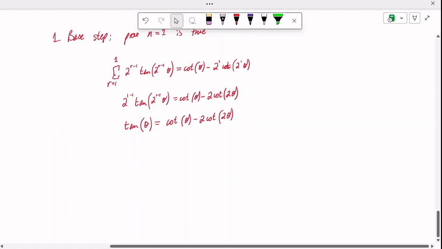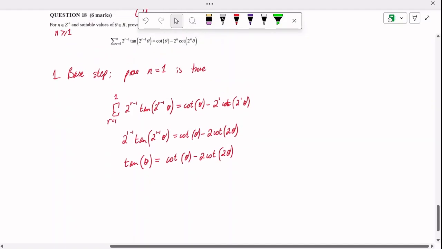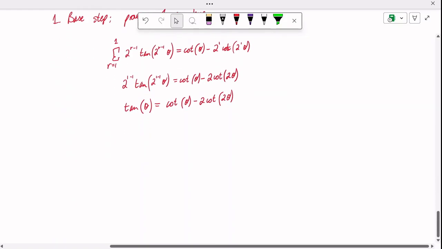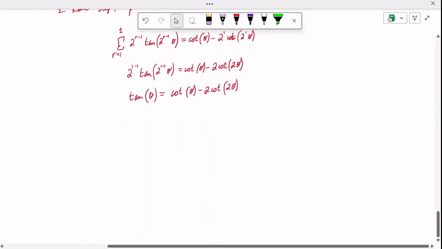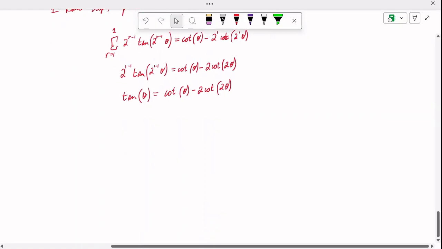Alright, so now I need to prove that these two things are equal. So all of a sudden my induction problem becomes a trig identity problem. I'm going to use my good old trick of expressing tan and cot as exactly what they are.